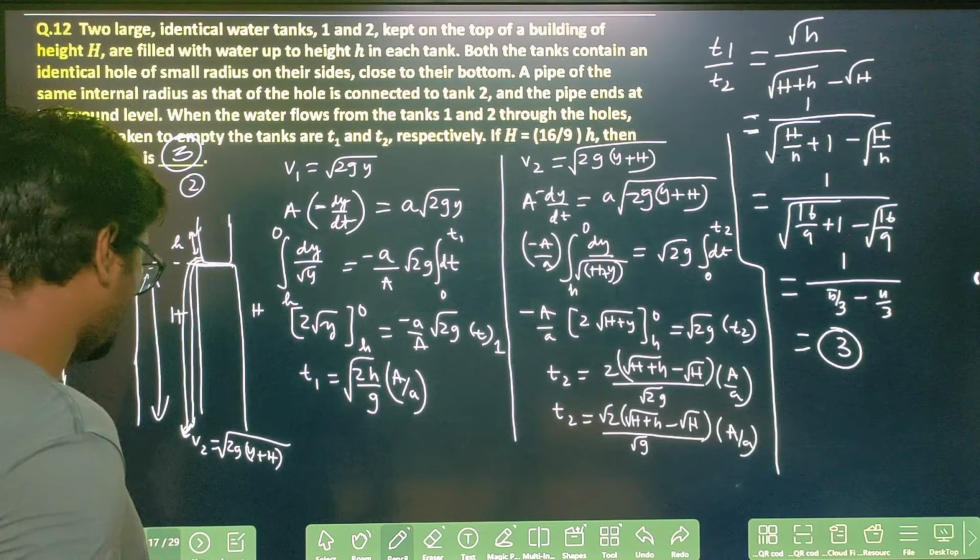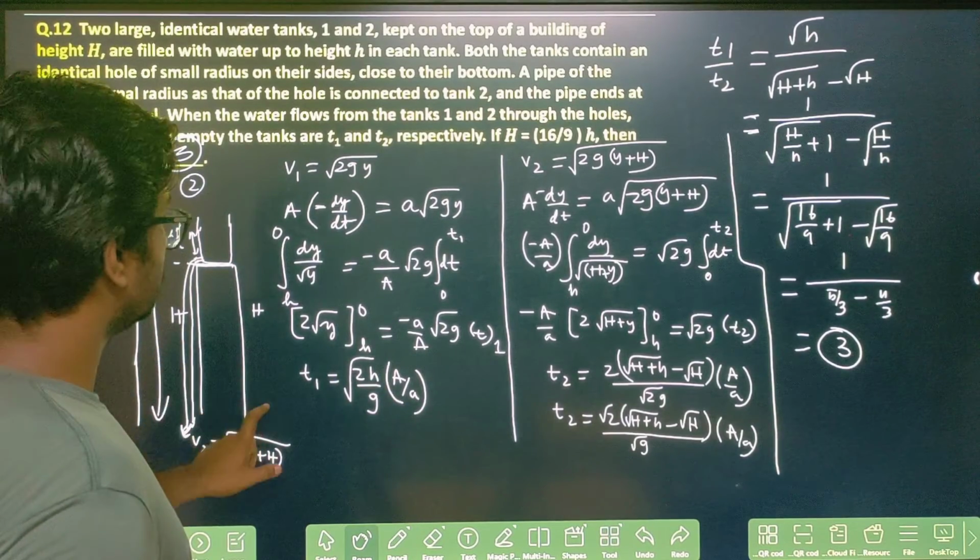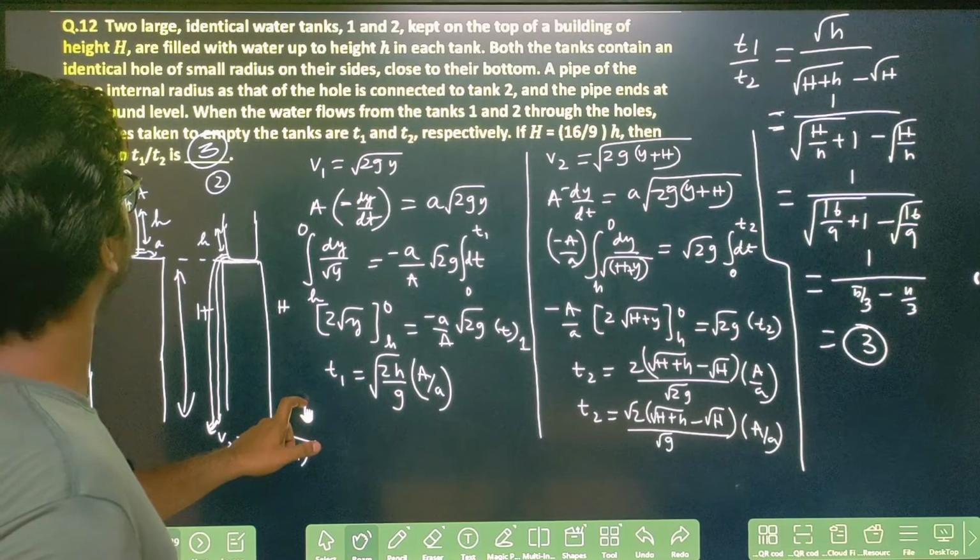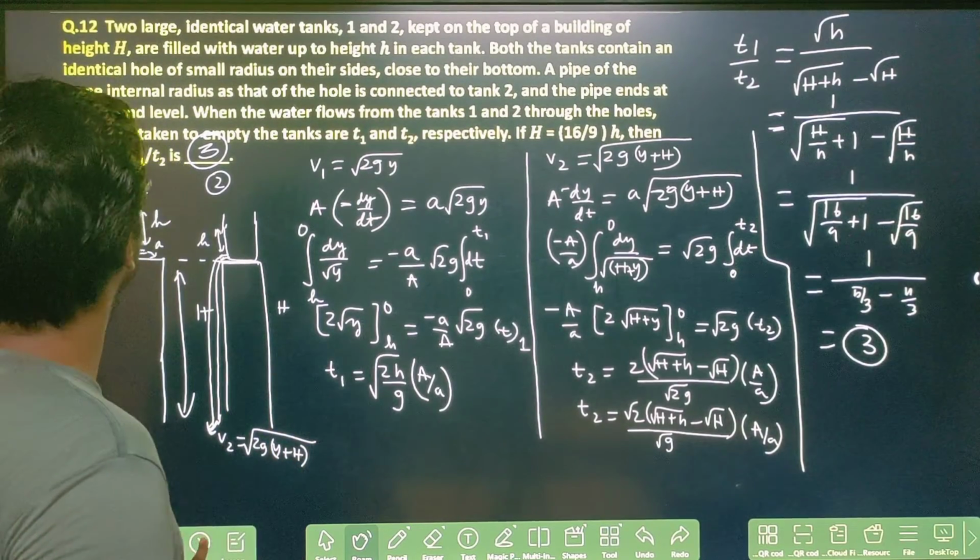Okay. So this question we have solved. Then the answer is 3 is coming. Next, go to the next question.